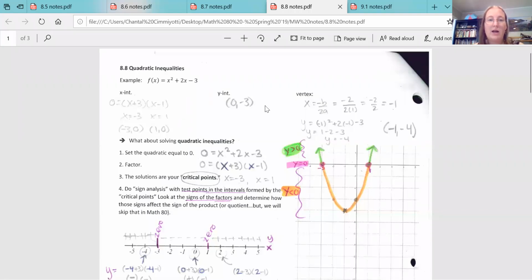8.8 is on quadratic inequalities. You'll do a lot more of this, and you'll go beyond quadratics in pre-calculus. In this Math 80 course, we're going to focus on just the quadratic type.